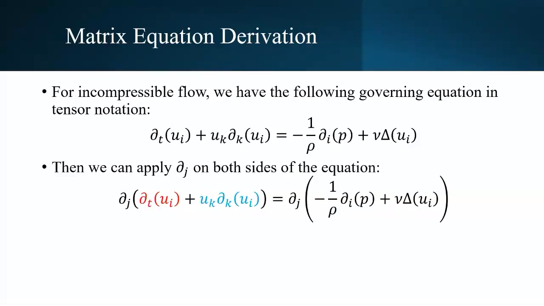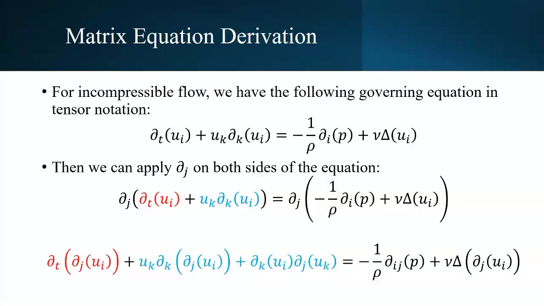And then we can apply another derivative, partial j, where partial j stands for partial over partial x_j, on both sides of the equation. So we have partial j partial t u_i, and so it's the same. For the first term, the red one, we can just commute partial j and partial t. For the second one, we have u_k here and u_i here, so we need to apply the product rule. And on the right-hand side, we can basically just put them together.